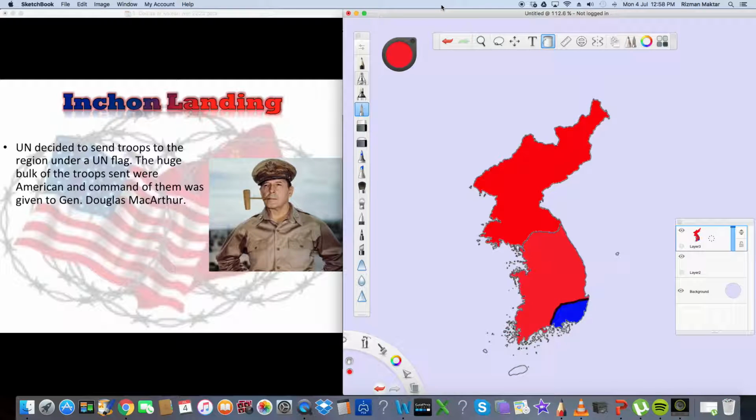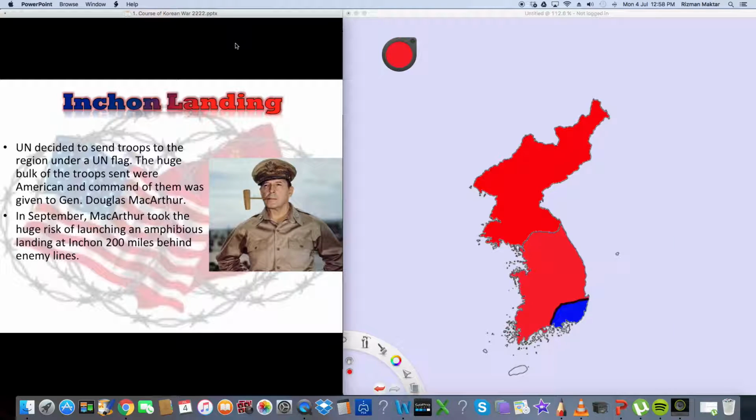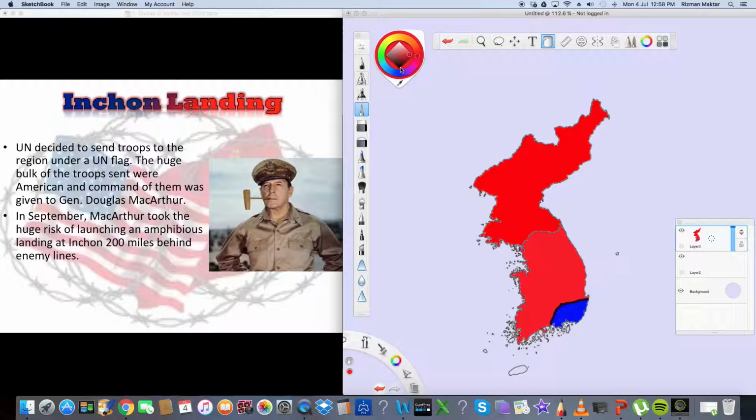Okay, very good. So the Incheon landing: General Douglas MacArthur came out with this plan. He took a huge risk of landing American troops right over this part of Korea. Hold on, don't color first. Here is this little place called Incheon.